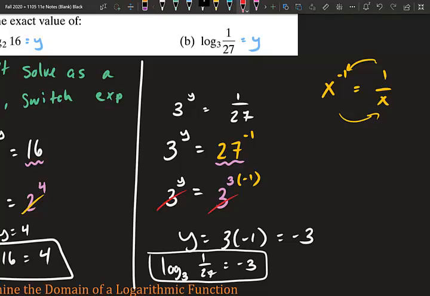Your answer should be negative. It should be negative because of the fraction.